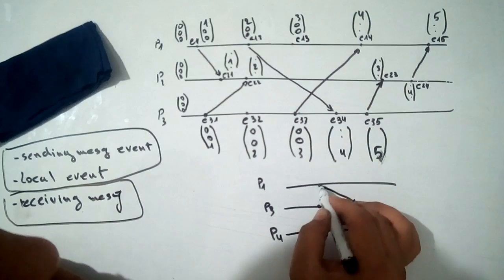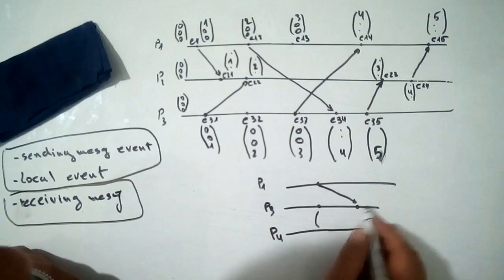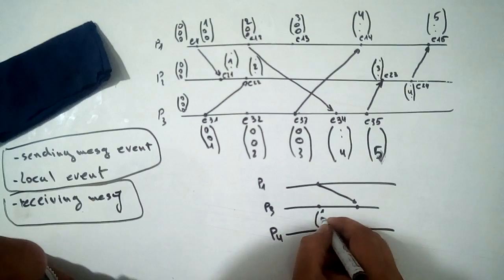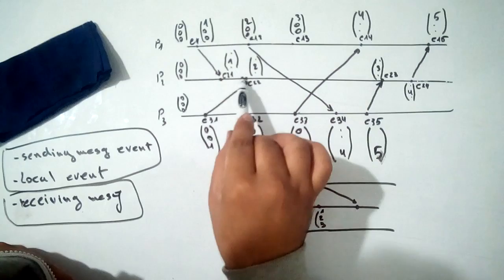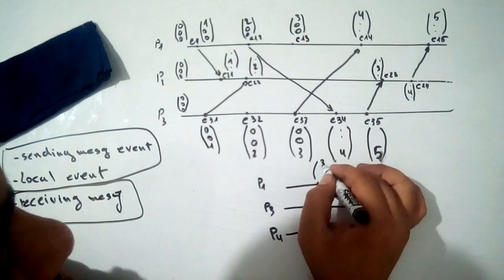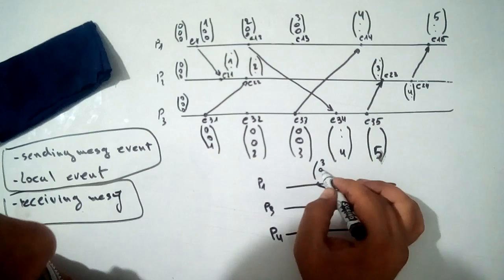Okay, so if the precedent event vector is, for example, 1, 2, and 3, and if the sender, so A sends a message, for example, if we are here, I talk about this event and this event. Okay, so if here the vector is equal to 1, 1, for example, 2, 3, 2, 1.